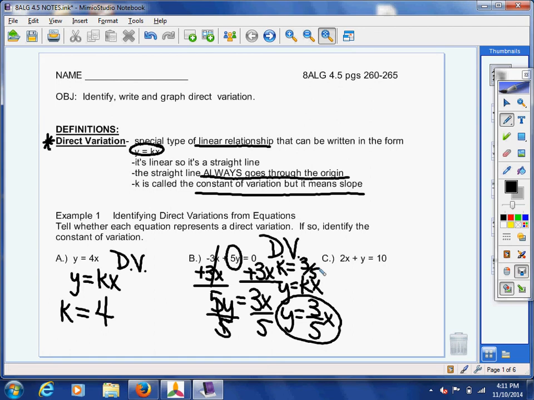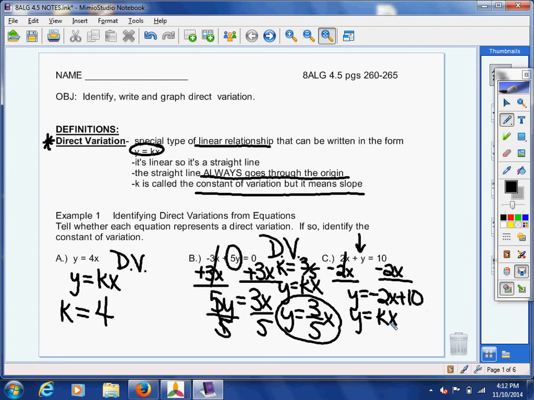All right, let's get to letter C, our very last one here. 2x plus y equals 10. It's not solved for y. That's okay. We can get y by itself. That's our goal. Get that y all by itself. So we will take away the 2x. And now we have y equals negative 2x plus 10.